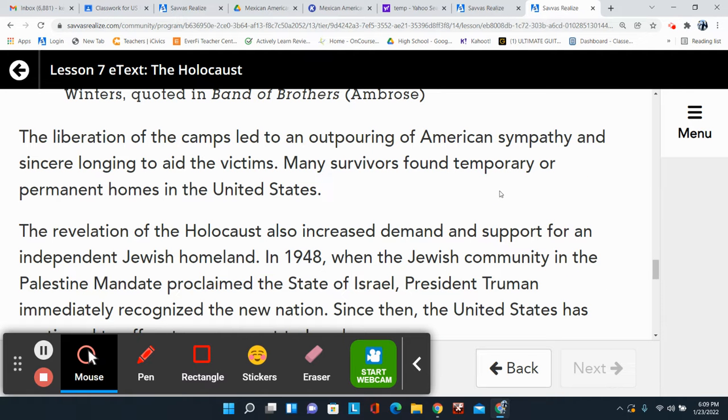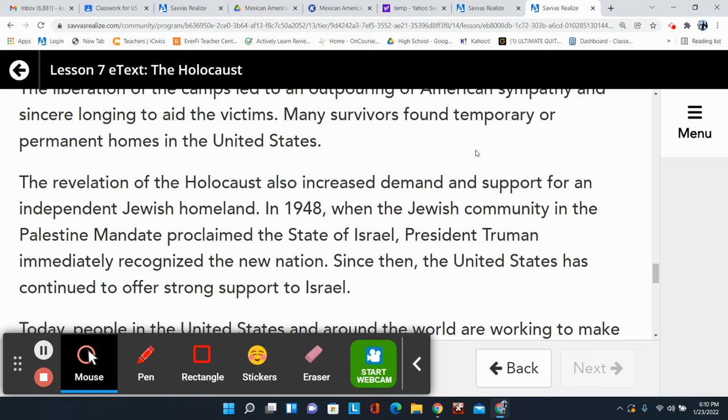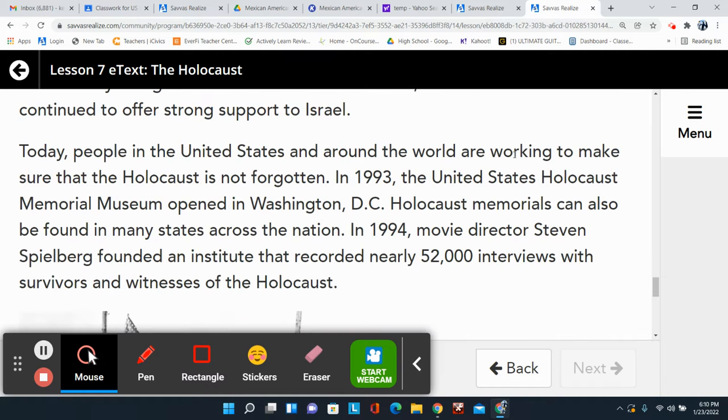The liberation of the camps led to an outpouring of American sympathy and a sincere longing to aid the victims. Many survivors found temporary or permanent homes in the United States. The revelation of the Holocaust also increased demand and support for an independent Jewish homeland. In 1948, when the Jewish community in the Palestine Mandate proclaimed the State of Israel, President Truman immediately recognized the nation. Since then, the United States has continued to offer strong support to Israel.